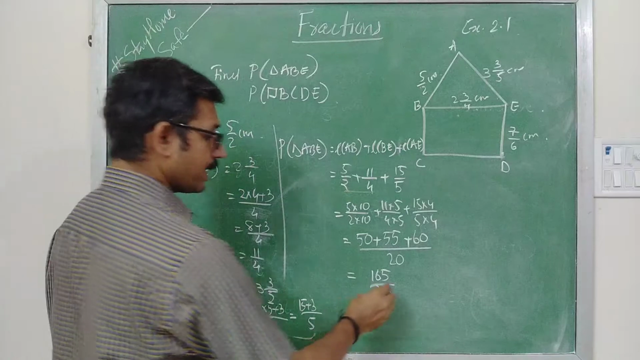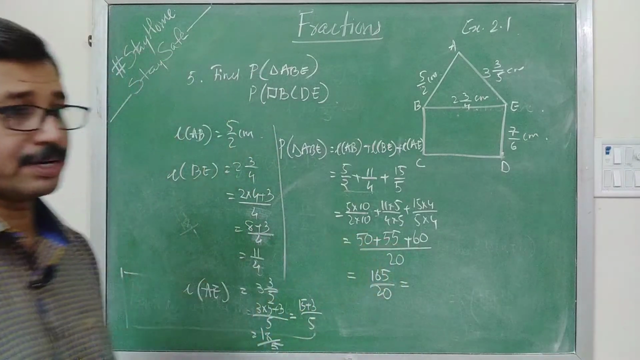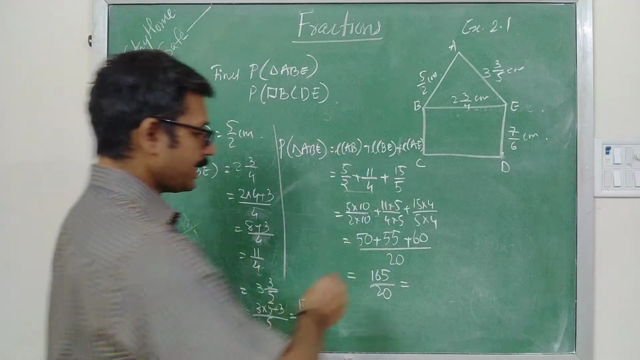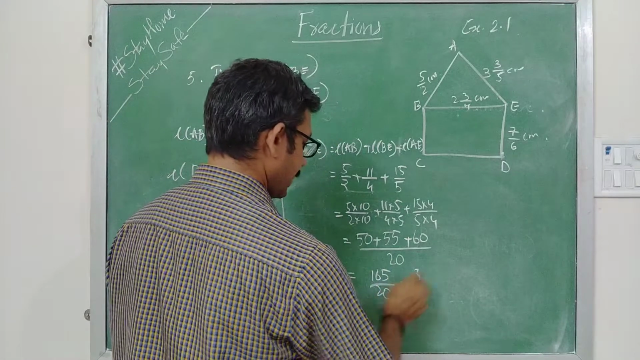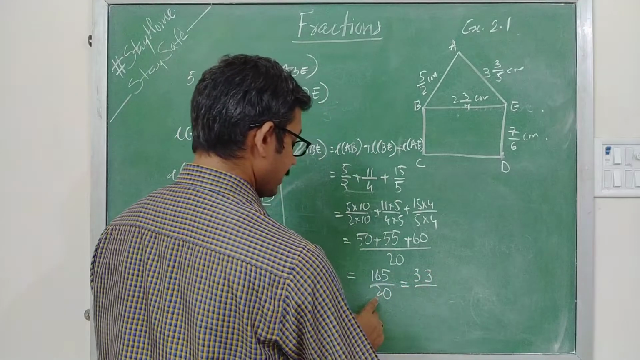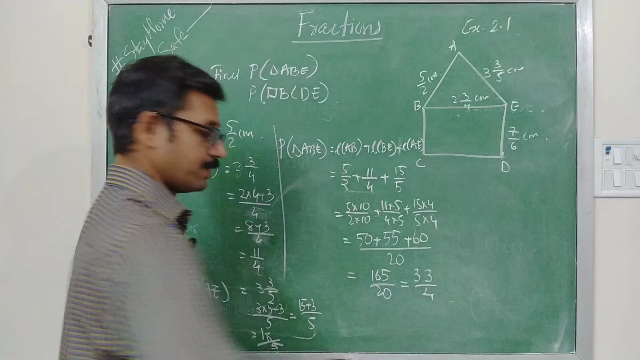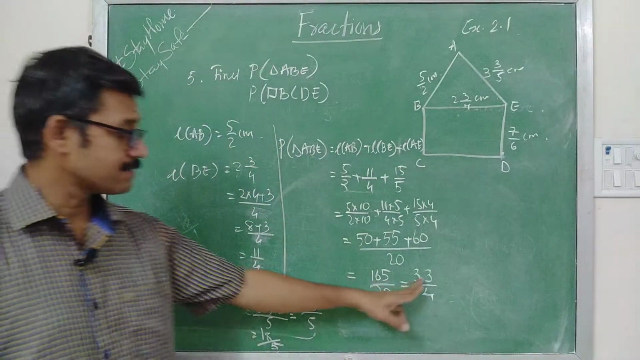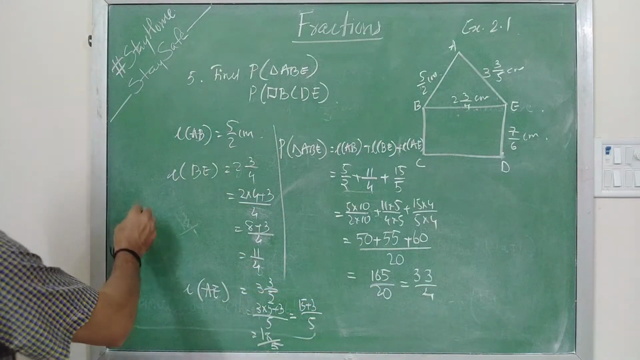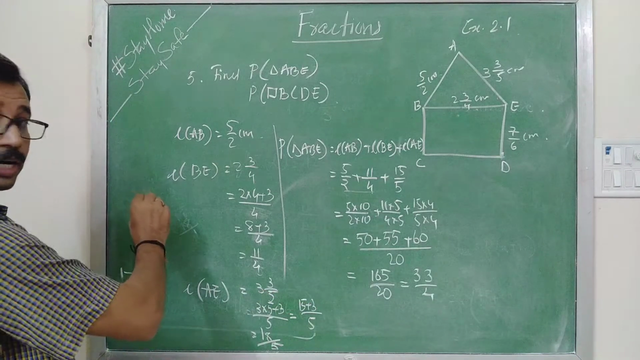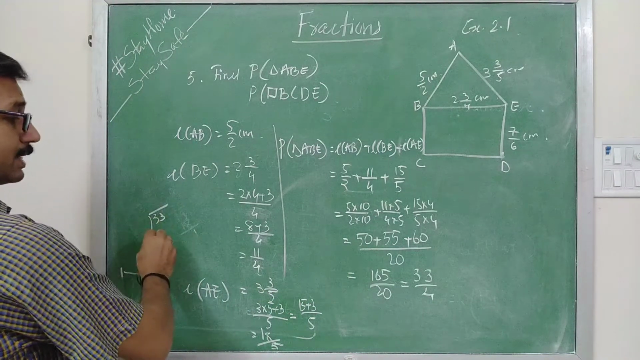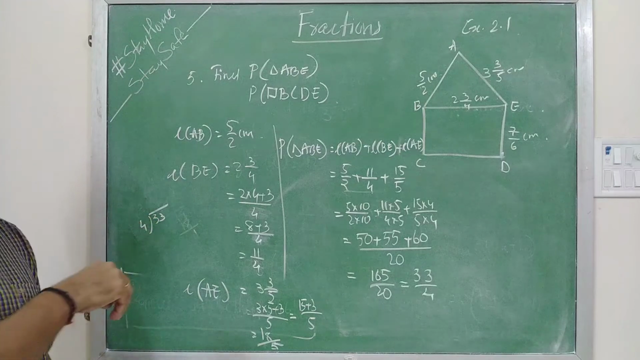Now we can divide it by 5, so that it becomes 33 upon 4. Look, again it is an improper fraction. Now what we have to do is divide 33 by 4. So what will you get?